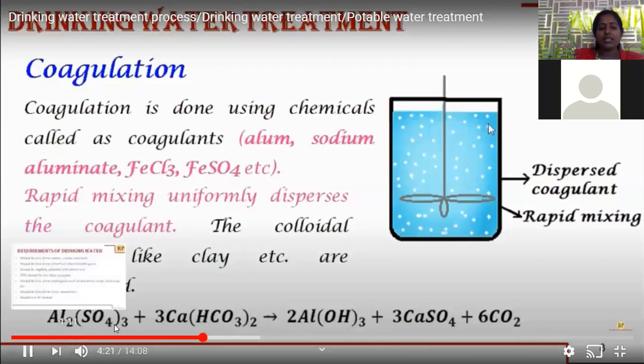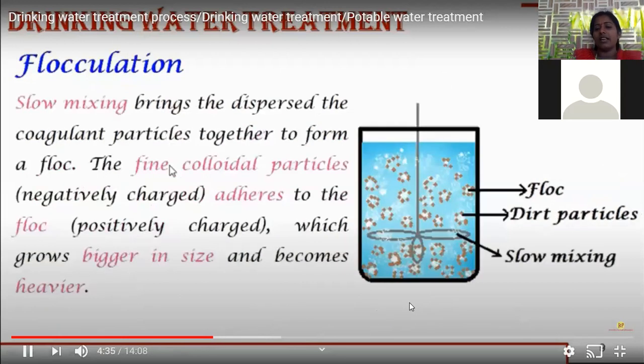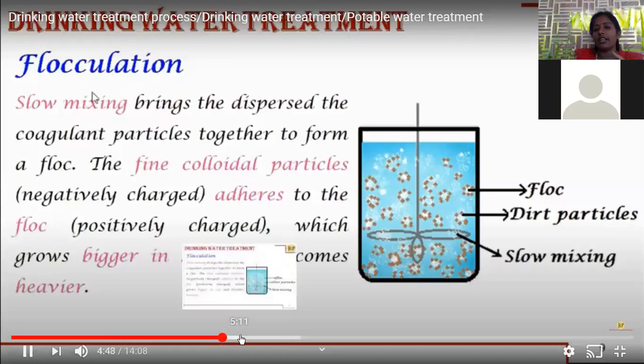Let us see a simple example. When aluminium sulfate is added to calcium bicarbonate, the aluminium sulfate is converted into aluminium hydroxide, and the calcium bicarbonate is converted into calcium sulfate, so that they get deposited at the bottom. So in this way, coagulation, which is also called the flocculation process. Flocculation is also coagulation only, slow mixing of all these coagulating agents.